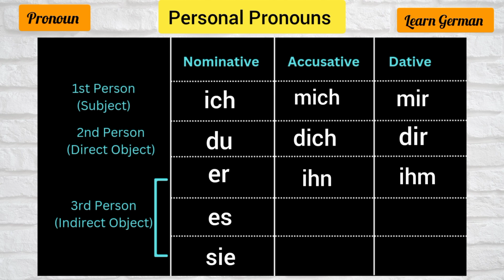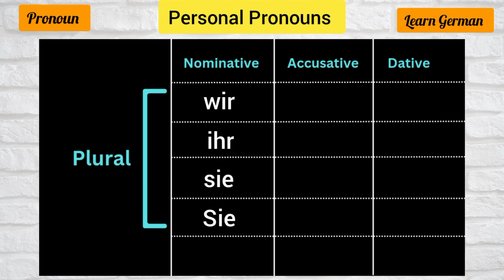Es remains es in accusative case but es becomes ihm in dative case. Sie remains sie in accusative case but sie becomes ihr in dative case. Wir becomes uns in accusative case but uns remains uns in dative case.